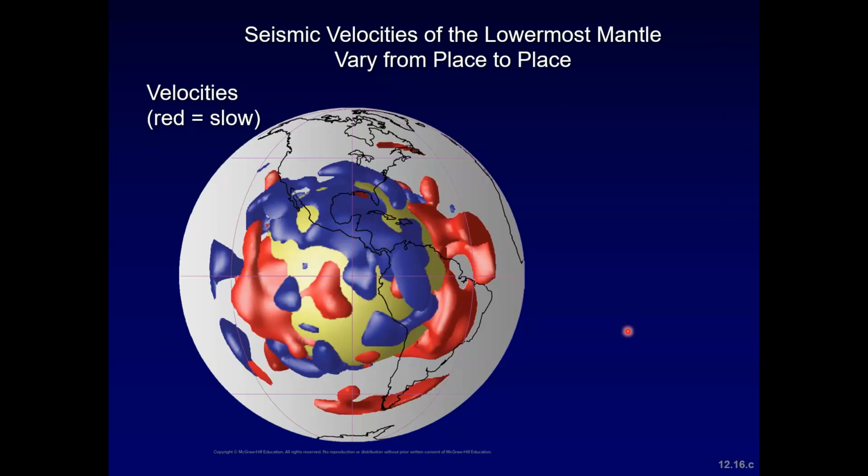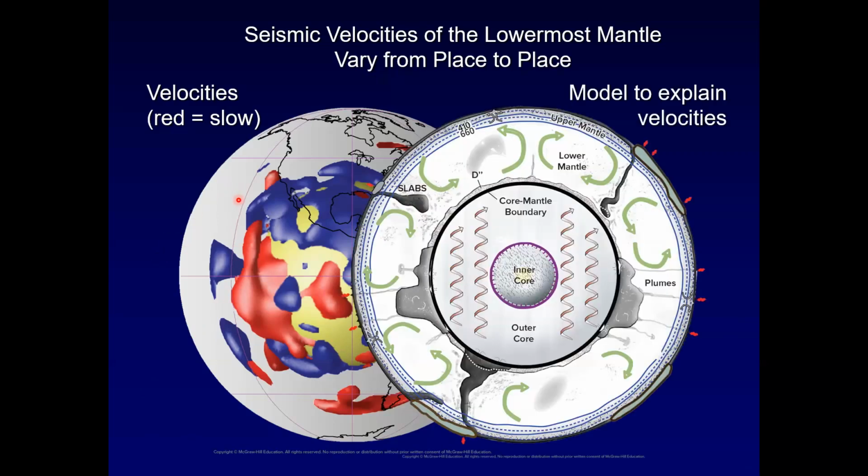So seismic velocities of the lowermost mantle vary from place to place. In this case, the velocities of red would be slow. Blue would be faster. So a seismic wave quality or characteristic could be a shear wave velocity, and that can be used to distinguish parts of the lower mantle. And the red and the blue areas, of course, are interpreted to have different seismic velocities. The red zones transmit seismic waves relatively slowly. The blue zones are relatively fast.